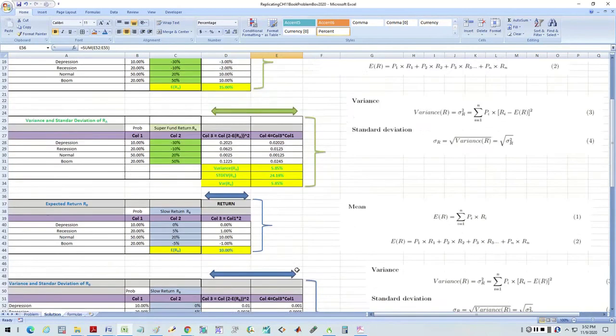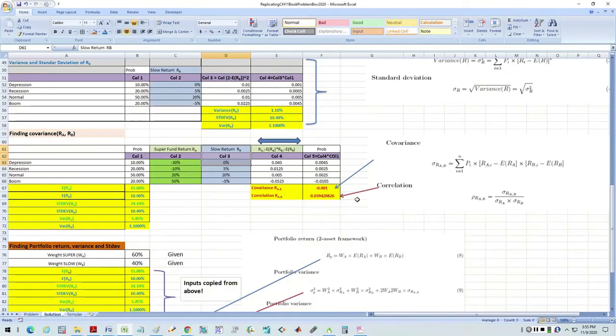Okay. Next thing we need to do is to calculate the covariance. This is the formula we use for the covariance: the summation of P of I times (R of AI minus E of RA) times (R of BI minus E of RB). The I's are the different states again. Is it depression, recession, normal, or boom?